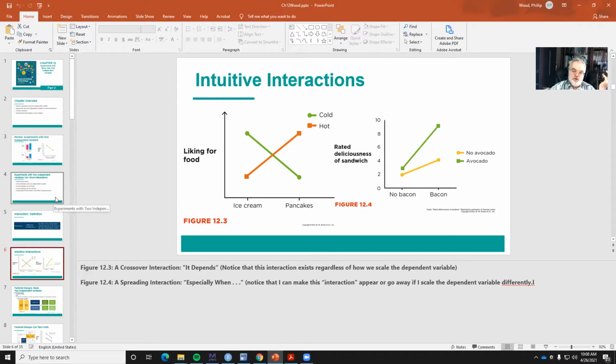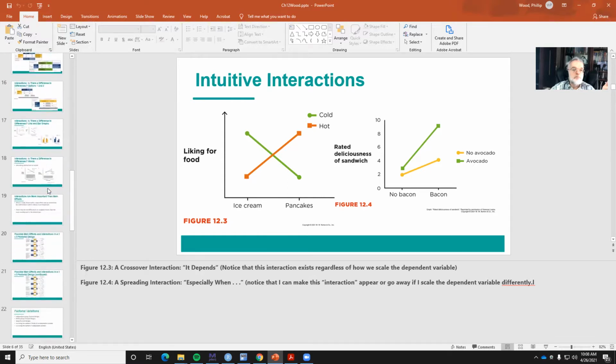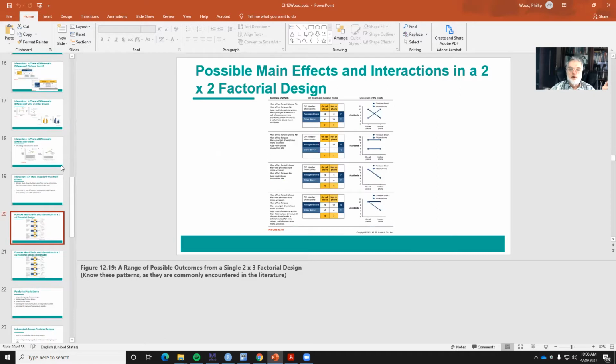In terms of the meat of what needs to happen in this chapter, there's really only two things. There's a little bit of vocabulary, and then later on, way down at the bottom, we talk about the language for how to think about interactions: main effect for one variable, main effect for another variable, and what the interactions might look like. So figure 19, when we get to it, is something that we'll spend a little bit of time on.